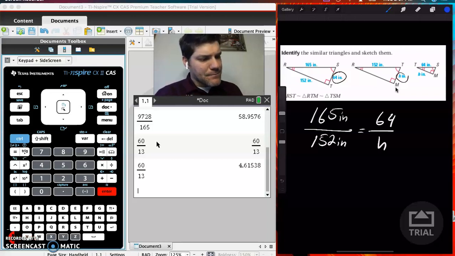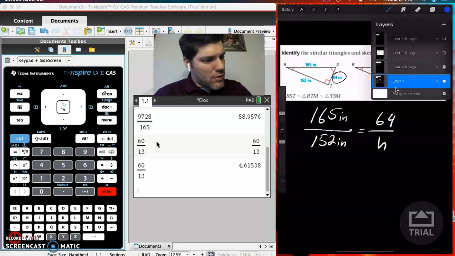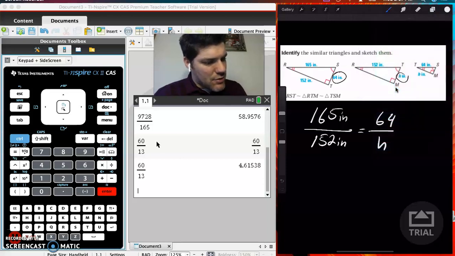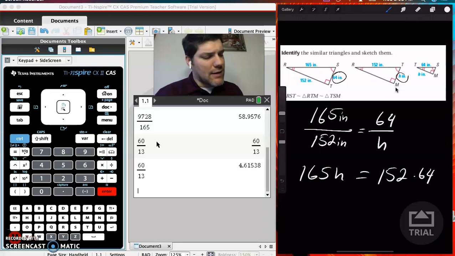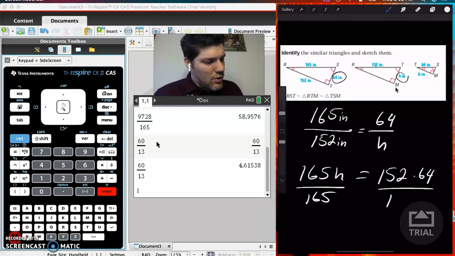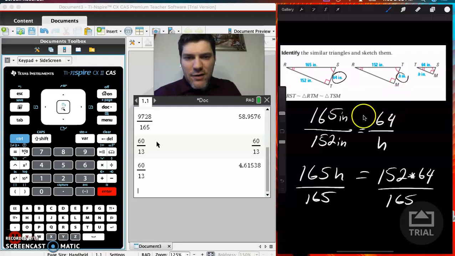That's okay. So when we set that up, we get 165H is equal to 152 times 64. I know I didn't use the units in there. That's okay. I know at the end what I'm going to use for units. Now we know we can divide that whole thing by 165. So this is a product. So in our calculator, we're going to go ahead and do that here.